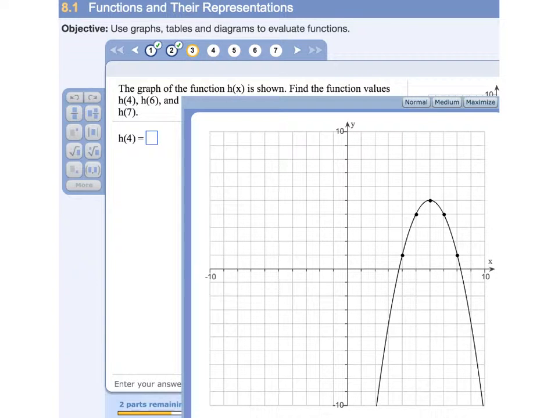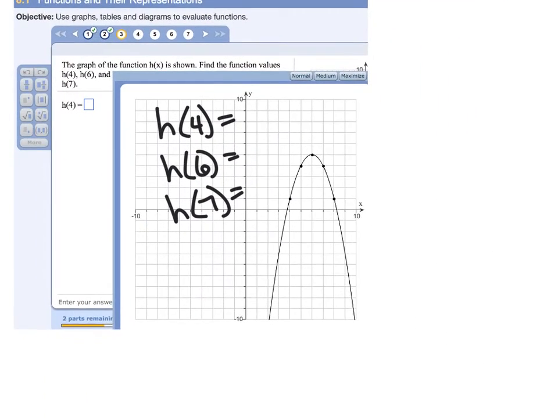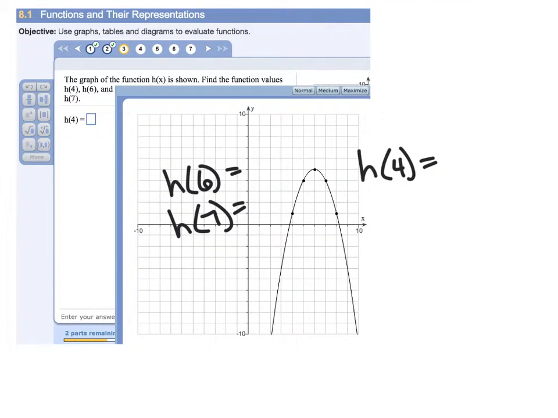And again, we're being asked to identify h of 4, h of 6, and h of 7. So those are the three. So let's do h of 4. And then let's write down h of 6. And then let's write down h of 7. All right, and so we know that we're going to look at this graph, and so h of 4.